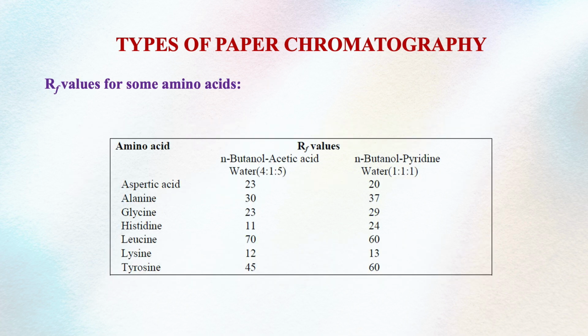In this table, you can see different RF values for different amino acids. As an example, I am representing only amino acids here. However, each and every amino acid has its own RF value. So how to obtain the RF value? It is the distance moved by the solute divided by the distance moved by the solvent. Whichever RF value matches a particular amino acid, you can say that this spot belongs to that amino acid. This is how RF values help us.